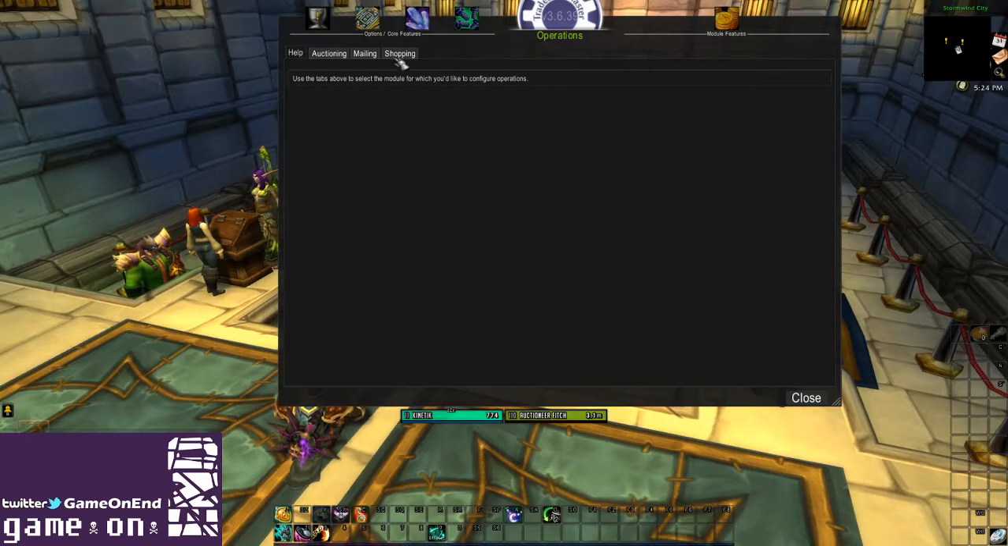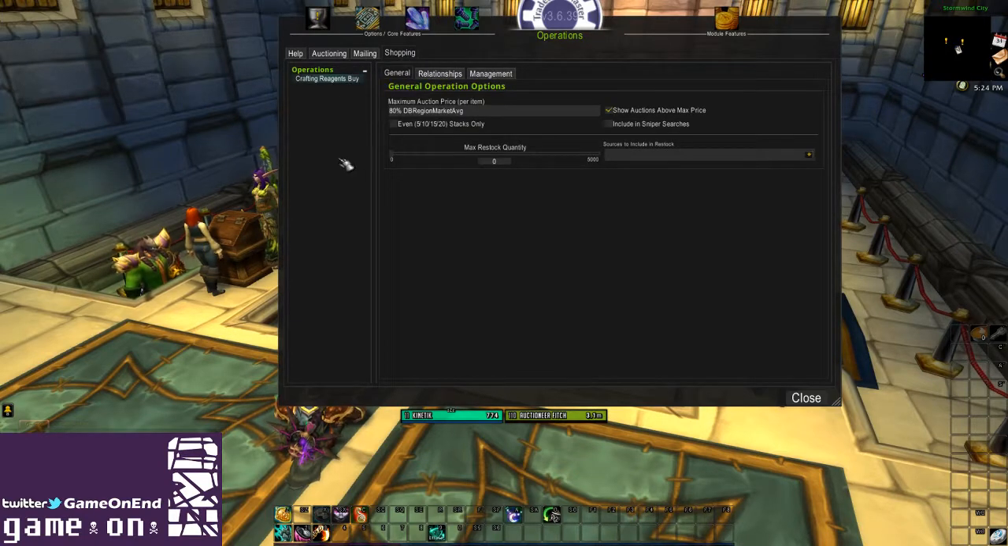So we go to our operations, we go to our shopping operations, and we look at this. The problem is that if on this realm, say with linen cloth, if linen cloth is always selling for substantially lower than the region market average, then we're always going to have hundreds of auctions showing up in there. And it doesn't give us a good indicator of whether we should buy things or not, because on this server, these items just may not sell for what we're willing to pay for them.